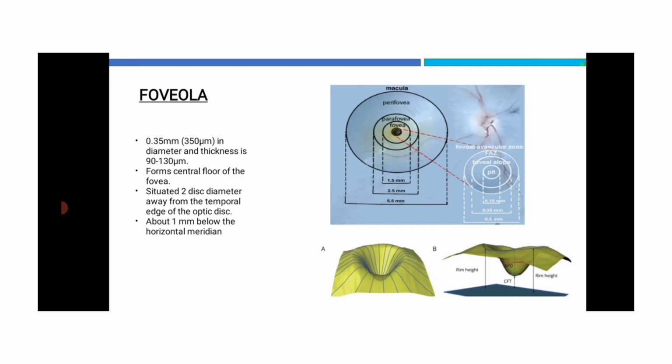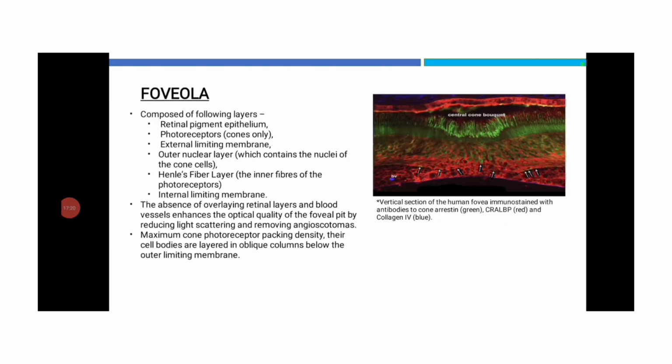The downward sloping border which starts from the margin and meets at the floor of the foveal pit is known as clivus. It represents the area of the highest visual acuity even though it is just about 1 degree of the visual field. Similar to fovea, the foveola is also composed of the same layers. What are the layers?